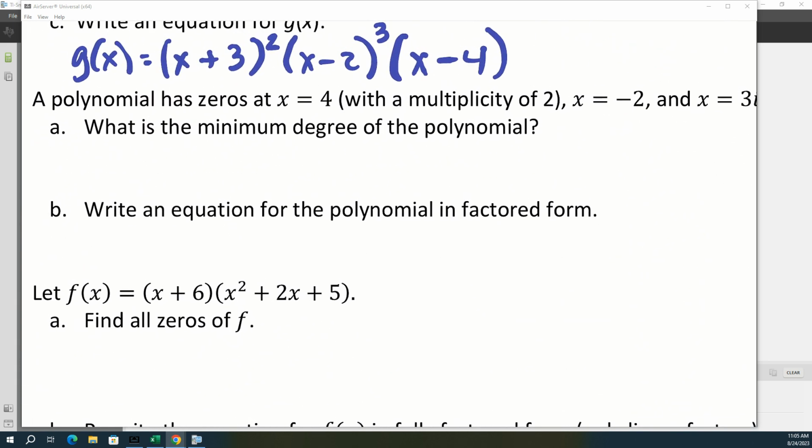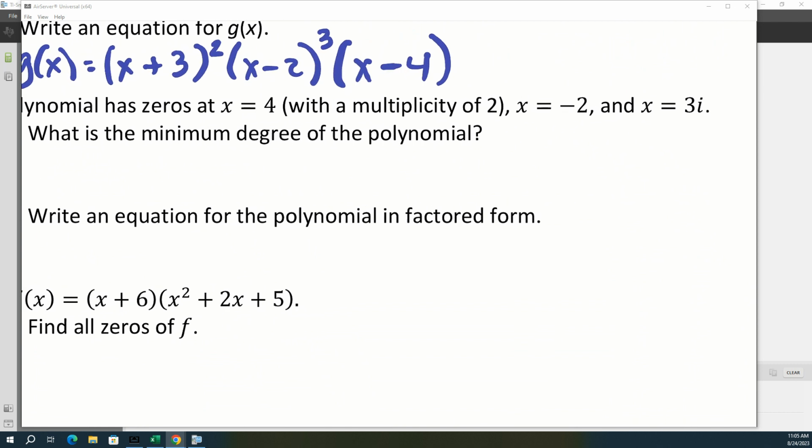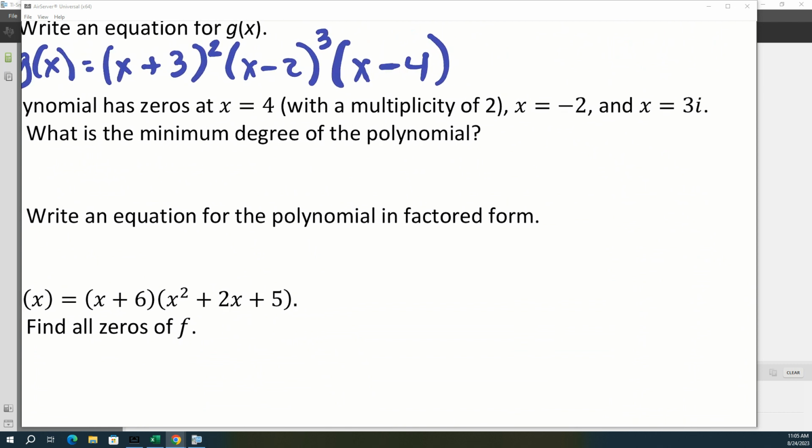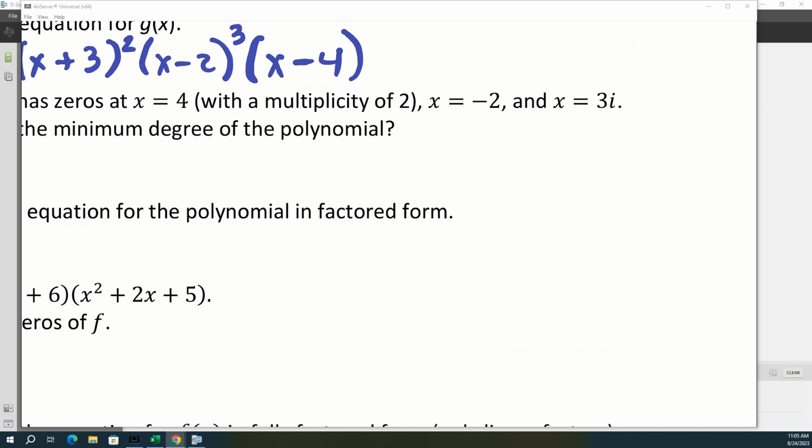So on number 2, this time we don't have a graph, but we know some zeros. We know 4 has a multiplicity of 2. We know -2 is a 0. It doesn't really say anything about multiplicity. And it says 3i is a 0. So if 3i is a 0, what else is a 0? -3i. So they will trick you. See if you're not paying attention and you just count the zeros they give you. But if there's an imaginary 0, its conjugate is also a 0. So what is the minimum degree of this polynomial?